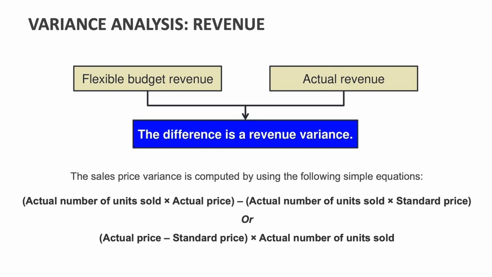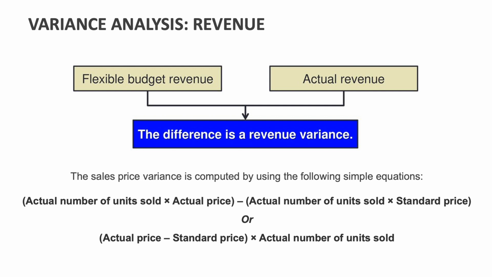The first one is revenue. It is the difference between the flexible budget revenue and actual revenue. So you may have a target revenue at the beginning, and then the actual one will be a figure. If you see the difference between the two, we call that revenue variance.